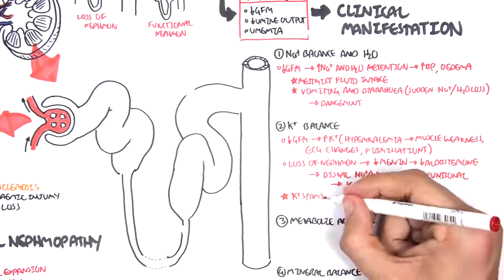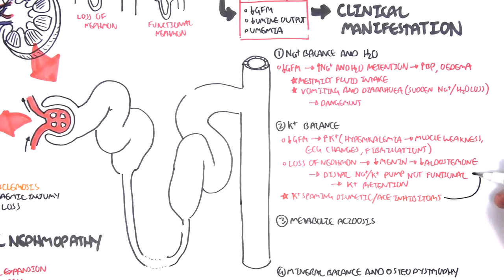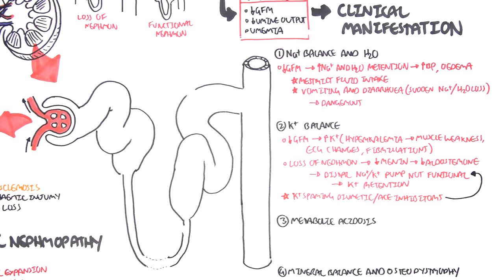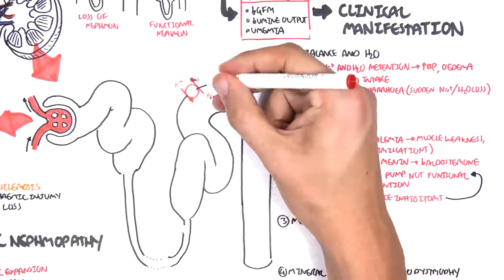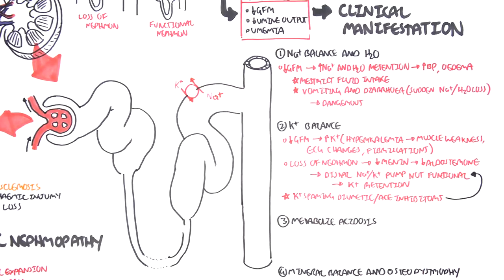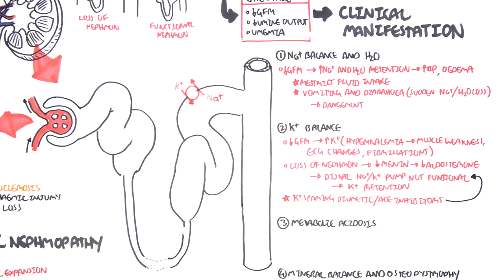Therefore, using potassium-sparing diuretics and ACE inhibitors can further aggravate the problem because you're promoting more potassium retention. And remember, if I draw it in this nephron, the sodium-potassium pump, the sodium-potassium ATPase, is at the distal part of the nephron and is responsible for the exchange between sodium and potassium. So if aldosterone is not being produced, this transporter does not work, and so we are retaining potassium.